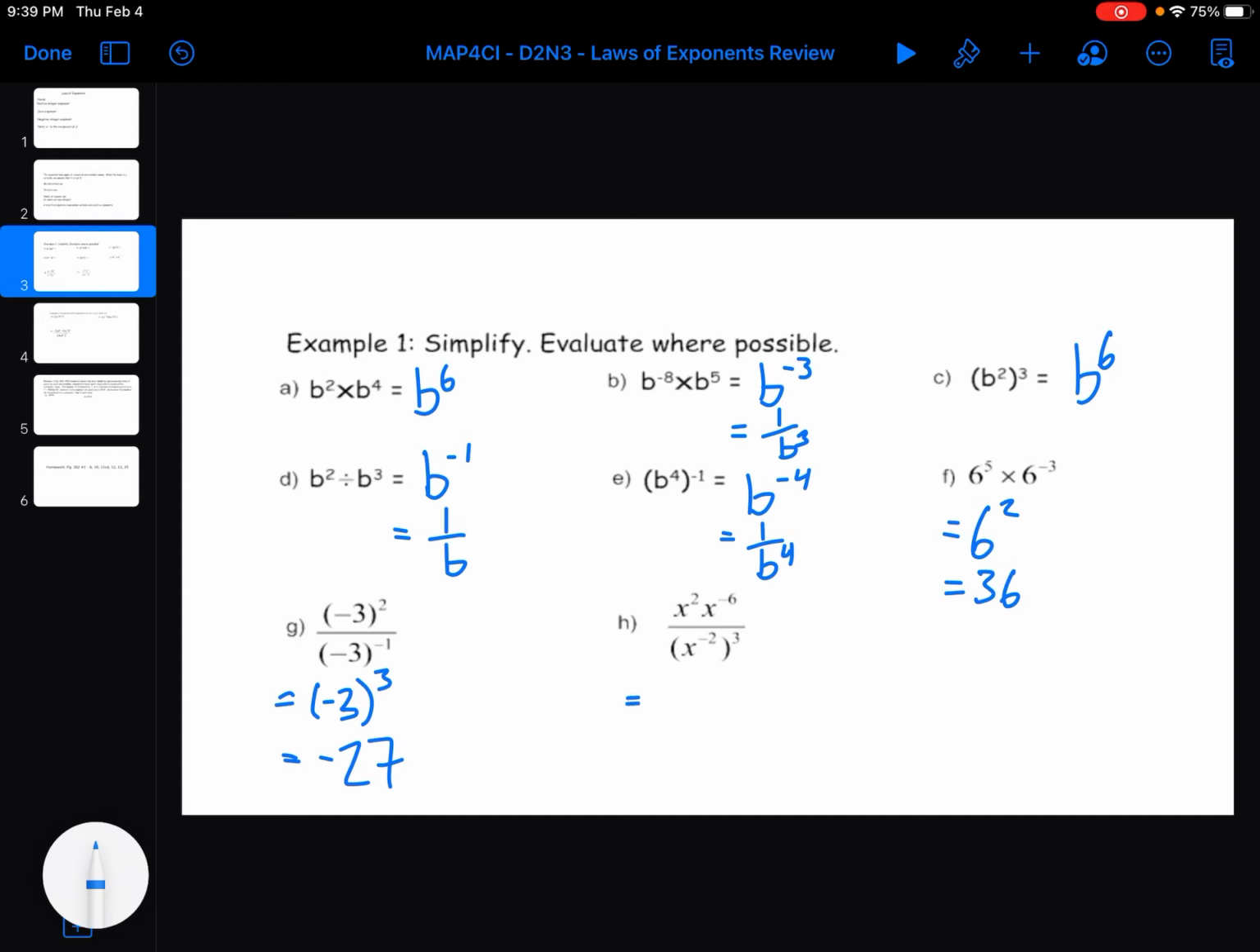A question like this, we can just work through it slowly. We can do the top first, then the bottom, and then put them together. So we've got x squared and x to the negative 6. So that's going to be x to the negative 4 over power of a power. It's going to be x to the negative 6. I'm going to write beside because I've run out of room here. We do negative 4 minus negative 6, or negative 4 plus 6. We get x squared. Slowly working through it step by step.